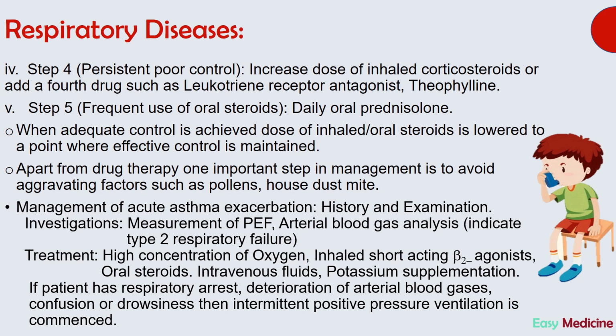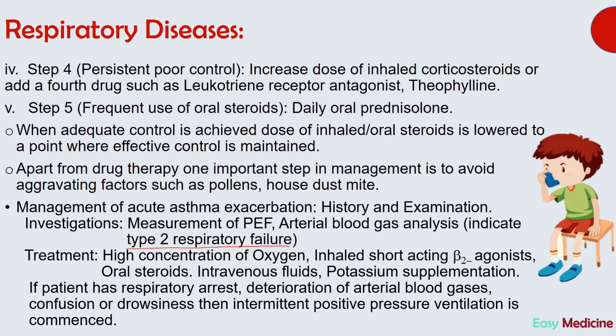As in every management, this involves history, examination, investigation, and finally treatment. Investigations of acute asthma exacerbation are really important. These involve measurement of peak expiratory flow and arterial blood gas analysis, and arterial blood gas analysis will indicate type 2 respiratory failure in acute asthma exacerbation. This point is really important for your MCQs.